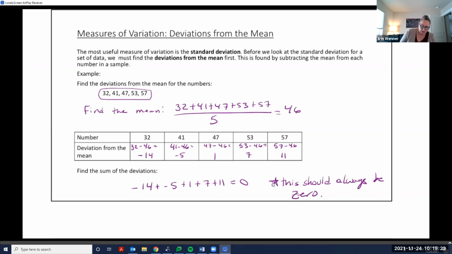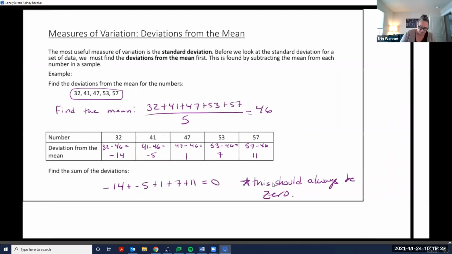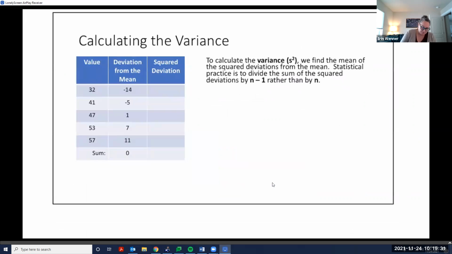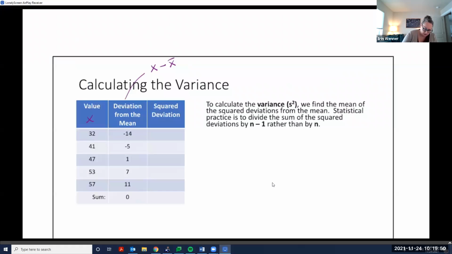So let's look at calculating the variance, because we're going to use these values. I've transferred them to the next slide. Oh, whoops, it's just below. There we go. So we've got the values: 32, 41, 47, 53, 57. And we found the deviation from the mean. Again, how did we find that? Well, we took the value X and we subtracted the mean from it. So remember, X bar equals mean.